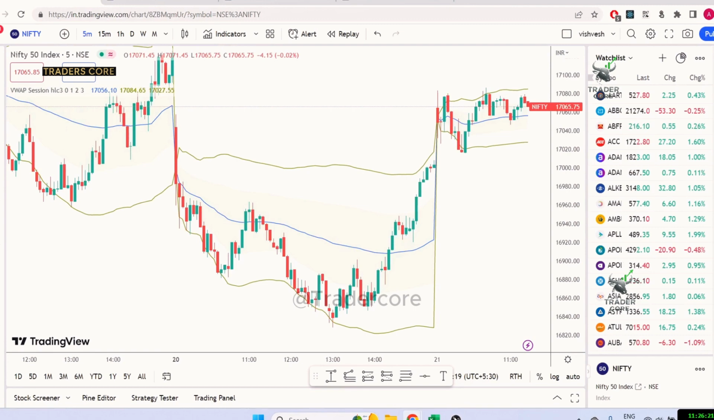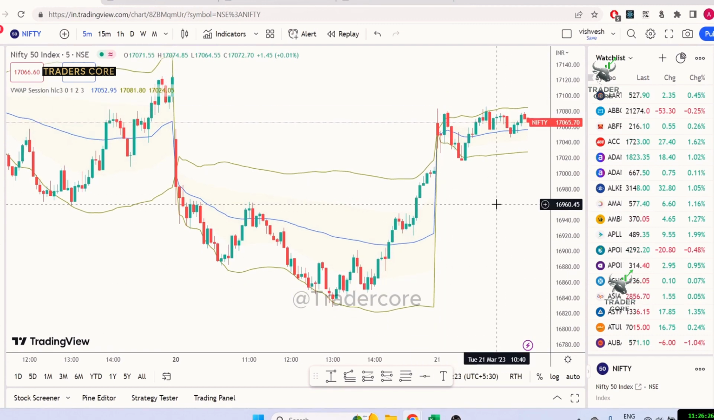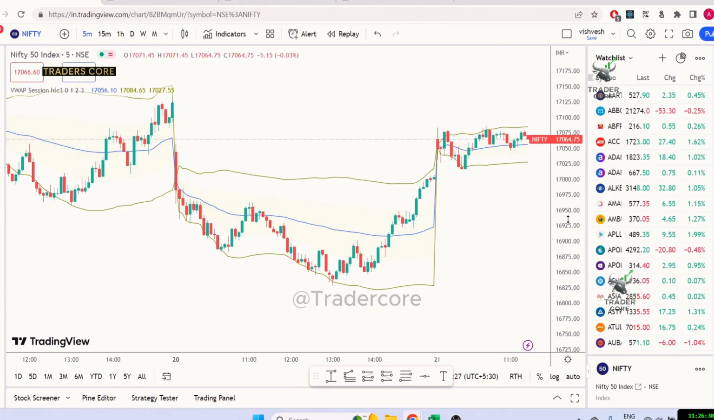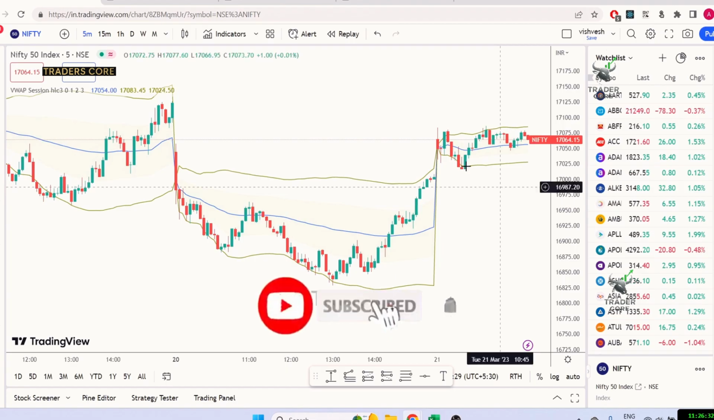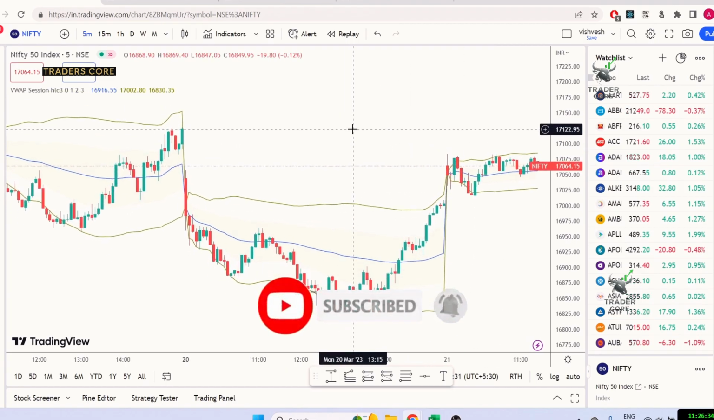Now I'm going to discuss an intraday strategy, and the only indicator that I used is VWAP. But along with VWAP, I also do one more setting, which is to add the two standard deviation, and I trade it on a 5-minute time frame.